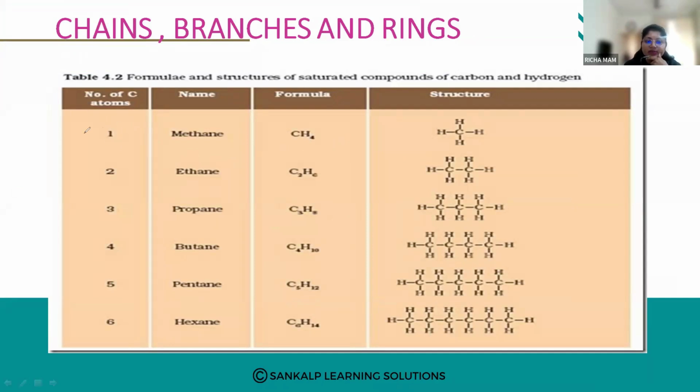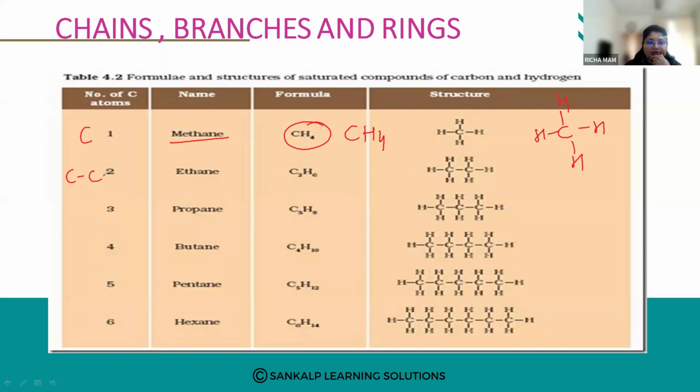When you have one carbon atom combined with 4 hydrogen atoms, it is called methane. How is the structural formula? Like this, just as we have seen. So this is the structural formula of methane.